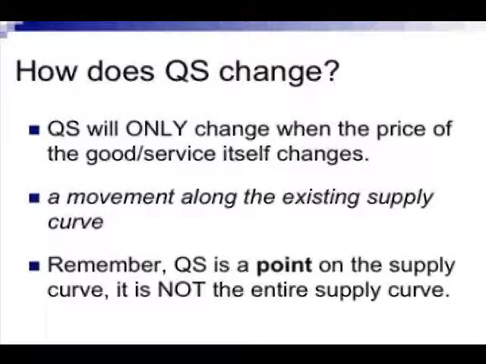good itself. We don't see a whole shift of the supply curve when there's a change in the price of the good itself. We just see a movement along the existing supply curve. Remember that quantity supplied is a point on the supply curve. It is not the entire supply curve.